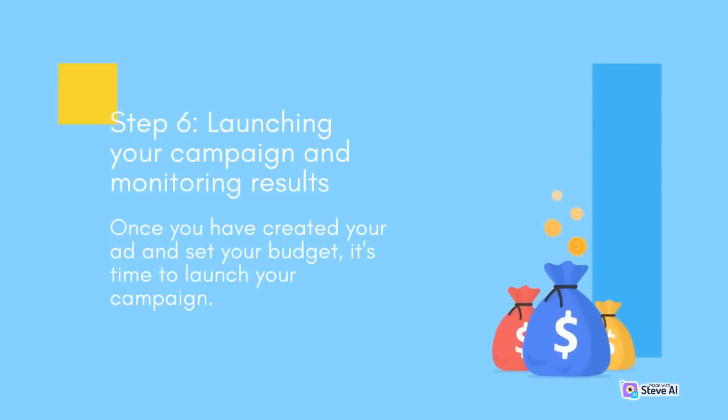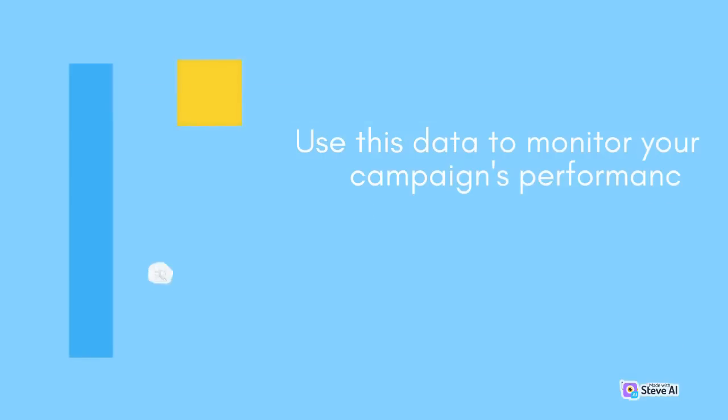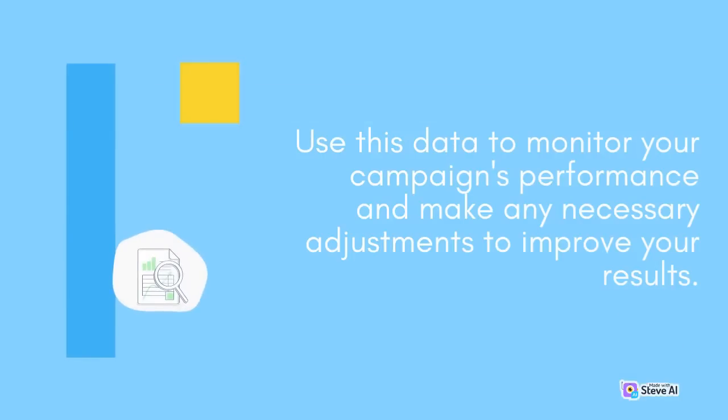Step 6. Launching your campaign and monitoring results. Once you have created your ad and set your budget, it's time to launch your campaign. YouTube Ads provides you with real-time data on your ad performance, including views, clicks, and conversions. Use this data to monitor your campaign's performance and make any necessary adjustments to improve your results.